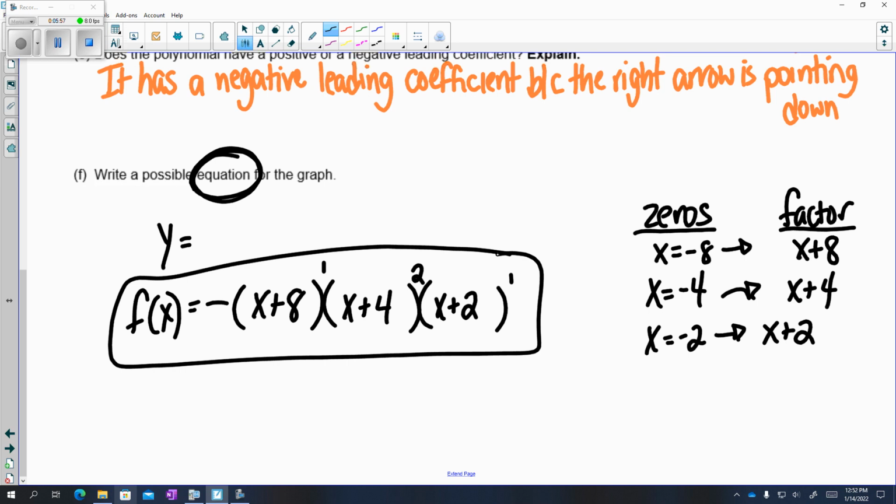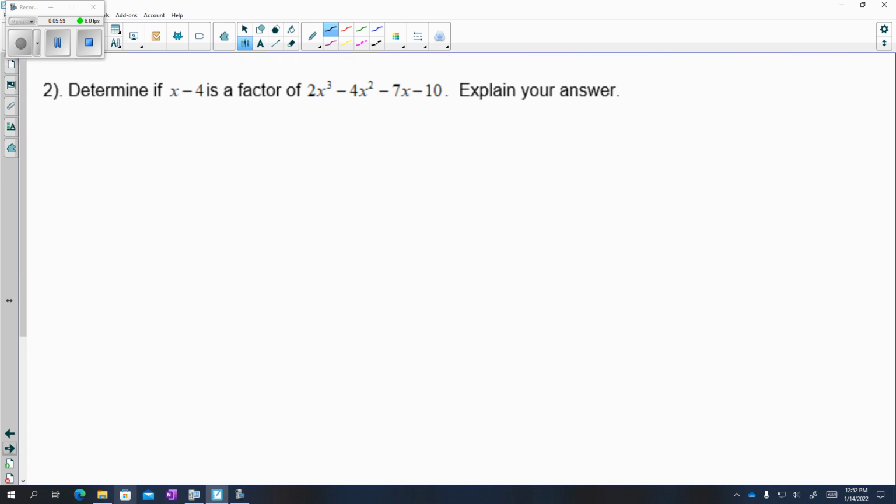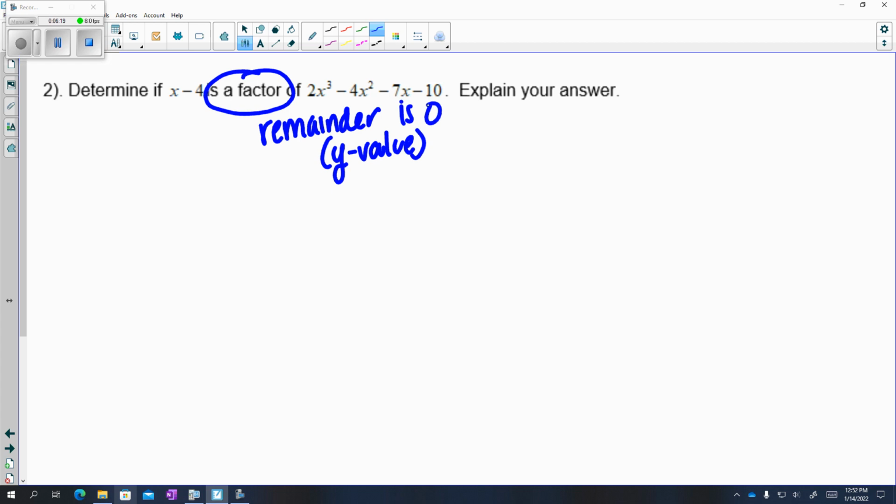Let's review some dividing, factor, and remainder theorem. Determine if x minus 4 is a factor of 2x to the third minus 4x squared minus 7x minus 10. Explain your answer. So if it's a factor, my remainder, which is my y value, is 0. So the quickest way to do this is to use the calculator.